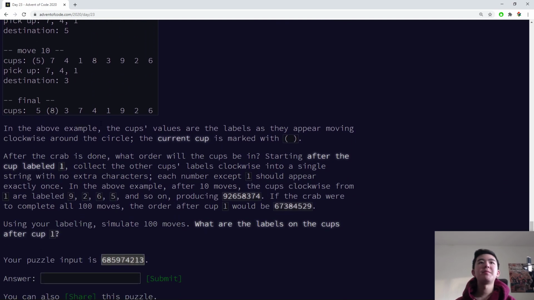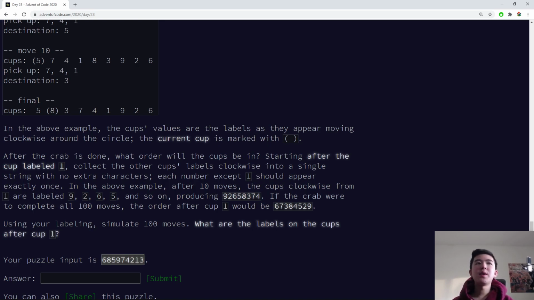In the above example, the cups' values are the labels as they appear moving clockwise around the circle. The current cup is marked with parentheses. After the crab is done, what order will the cups be in? Starting after the cup labeled 1, collect the other cups' labels clockwise into a single string with no extra characters. Each number except 1 should appear exactly once. In the above example, after 10 moves, the cups labeled clockwise from 1 are labeled 9, 2, 5, 8, and so on, producing this number, so 1 is not included.